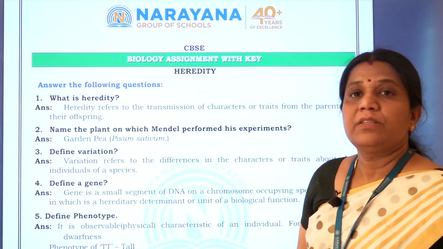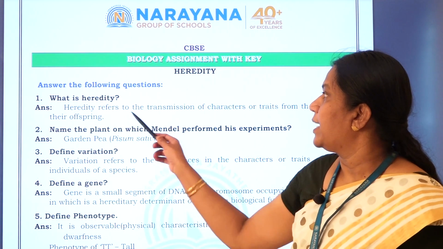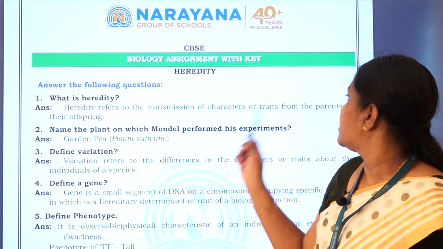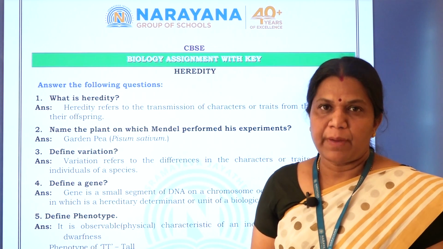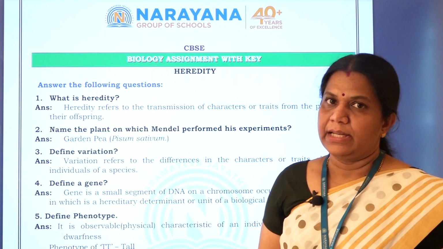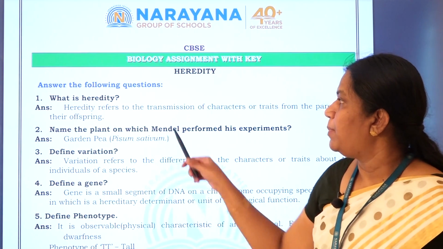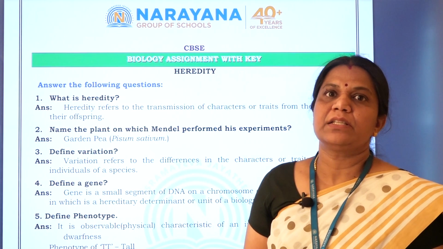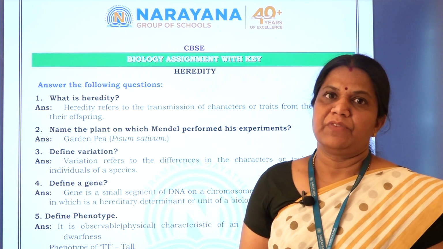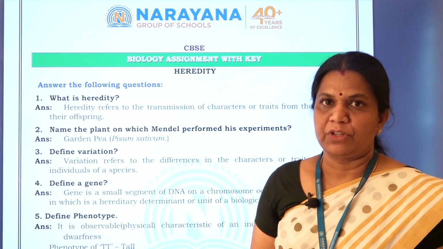So today, the first question is: what is heredity? Heredity refers to the transmission of characters or traits from the parent to the offspring. The inheritance of characters from the parents to the offspring is called heredity. Then the second question: name the plant on which Mendel performed his experiments. That is nothing but the garden pea plant. It is also called Pisum sativum. Pisum sativum is the botanical name for the garden pea.